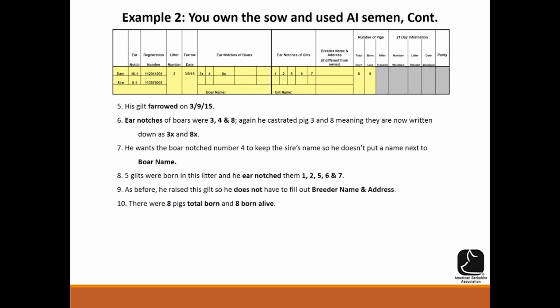Continuing example 2. His gilt farrowed on 3/9/2015. Ear notches of boars were 3, 4, and 8. Again, he castrated pig 3 and 8, meaning they are now written down as 3X and 8X. He wants the boar notch number 4 to keep the sire's name, so he doesn't put a name next to boar name. 5 gilts are born in this litter, and he ear notched them 1, 2, 5, 6, and 7.